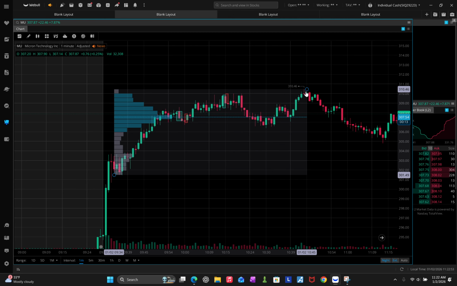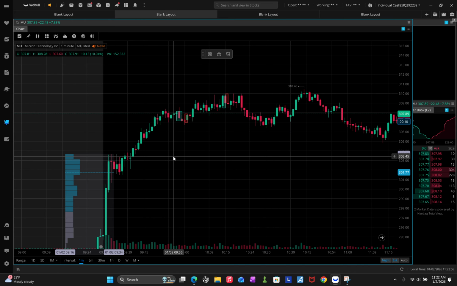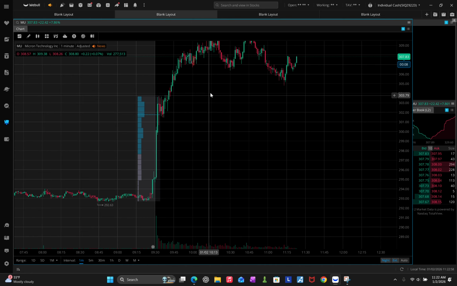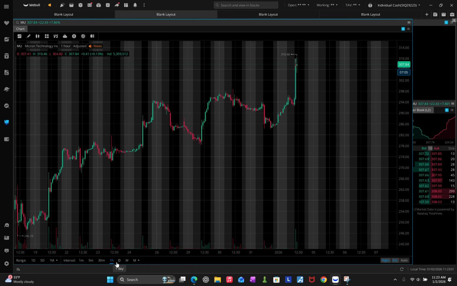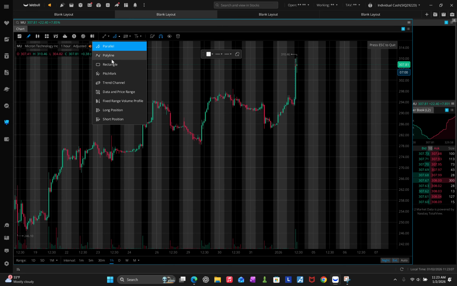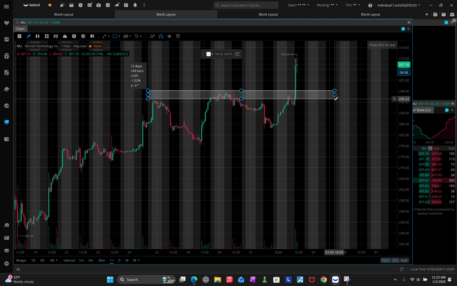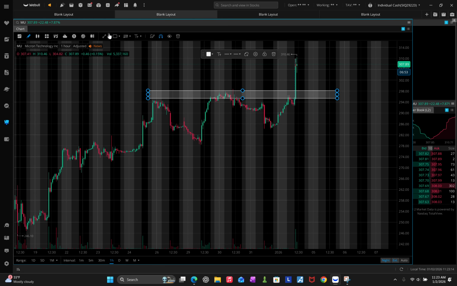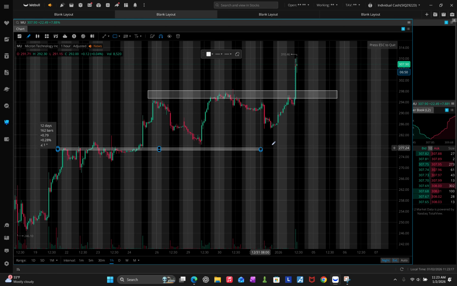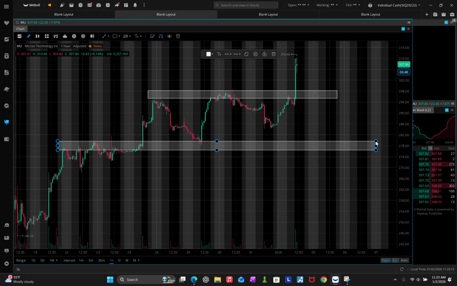And so we had a huge move up on MU, and if we look into context, we can see that MU is trading above its resistance zone, and then we have a previous resistance zone right here. So we have a resistance zone, trading above, making higher supports. This is a bullish stock. This is trading above its resistance.